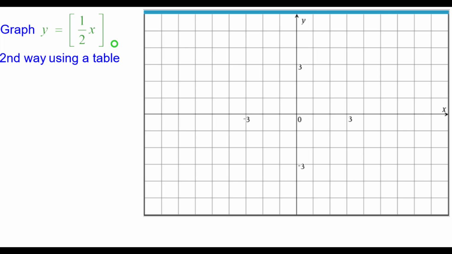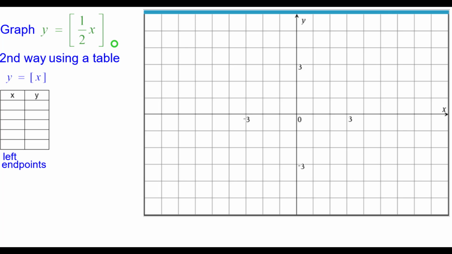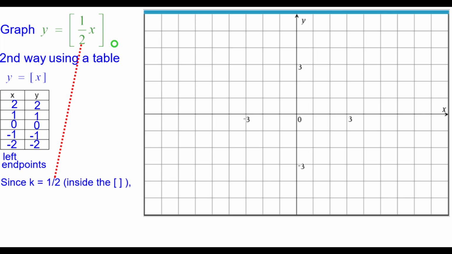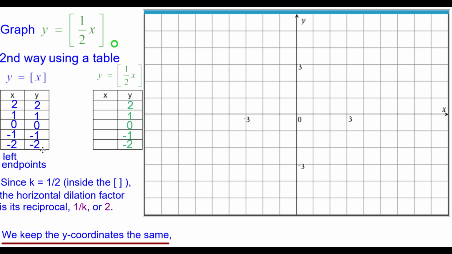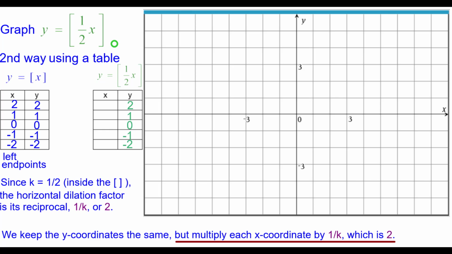Second way, using a table. So we want to plot just the left endpoints. So these are the 5 left endpoints that we'll start with. Since k equals 1/2 inside the brackets, the horizontal dilation factor is its reciprocal, which is 2. We keep the y-coordinates the same, but multiply each x-coordinate by the reciprocal of k, which is 2.